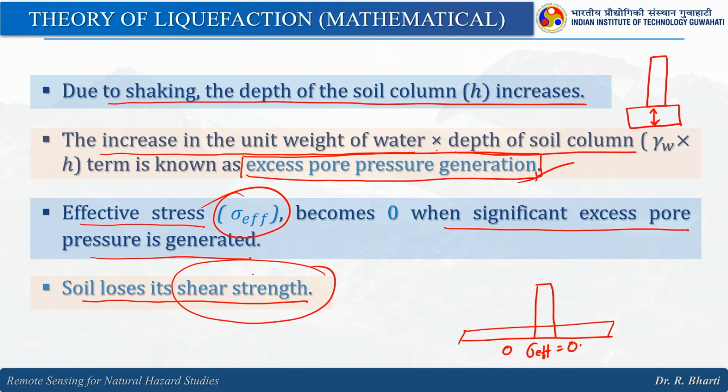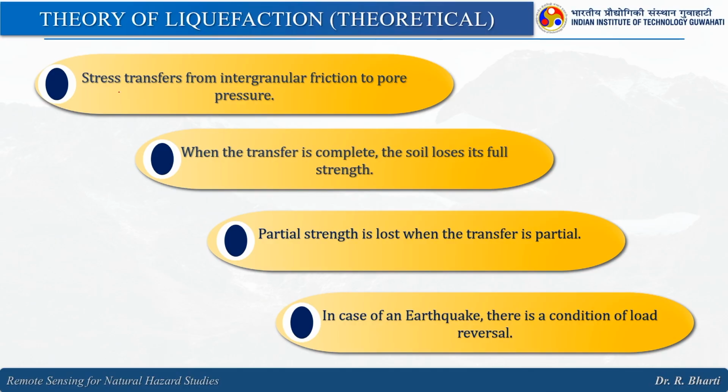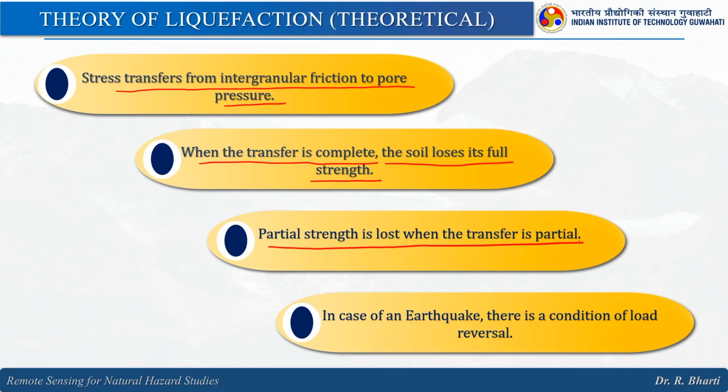Let us try to understand liquefaction again from a different perspective. So, stress transfers from intergranular friction to pore pressure, that is the first step. Then when the transfer is complete, the soil loses its full strength. Then partial strength is lost when the transfer is partial.